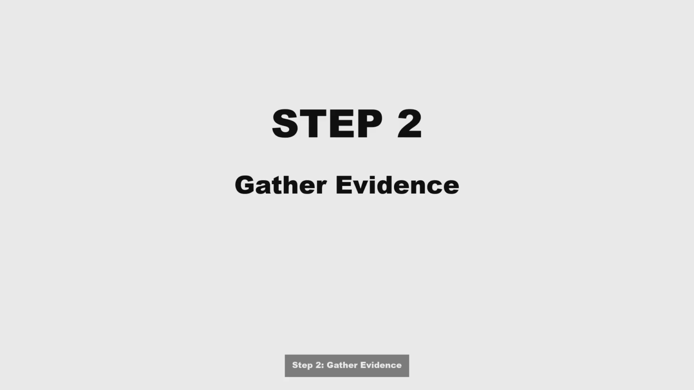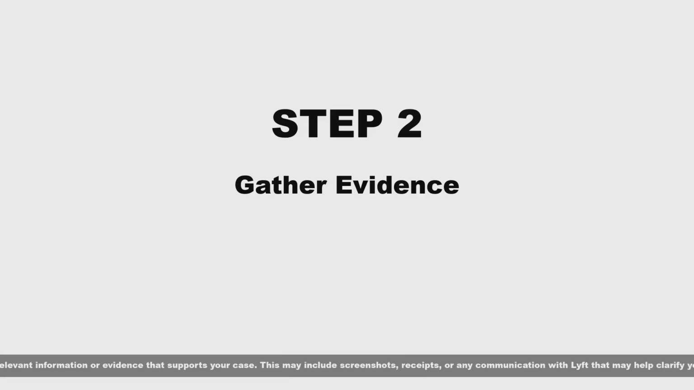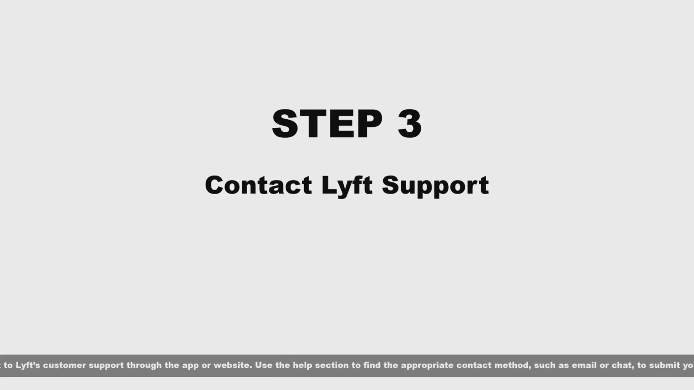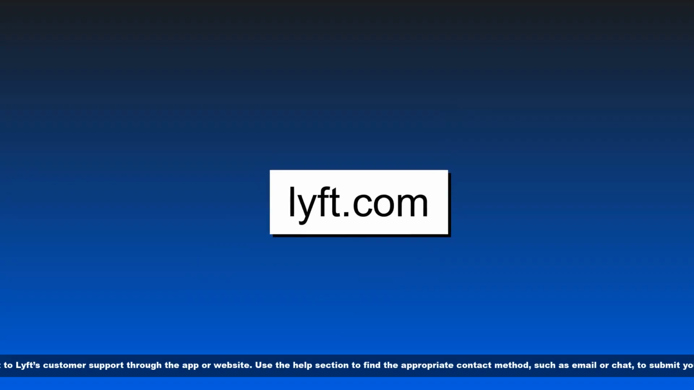Step 2. Gather evidence. Collect any relevant information or evidence that supports your case. This may include screenshots, receipts, or any communication with Lyft that may help clarify your situation. Step 3. Contact Lyft support. Reach out to Lyft's customer support through the app or website. Use the help section to find the appropriate contact method, such as email or chat, to submit your appeal.